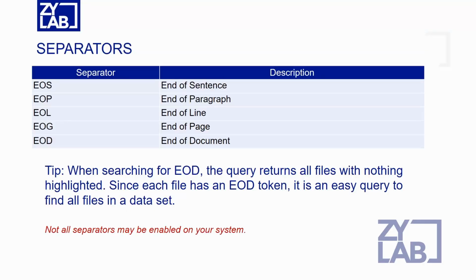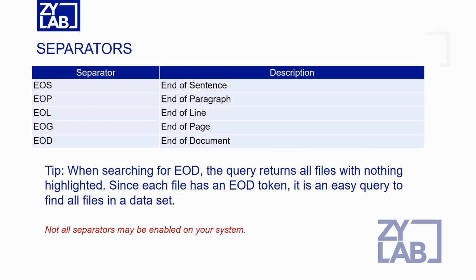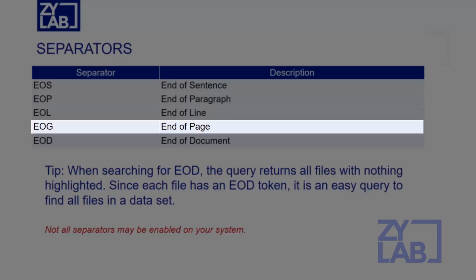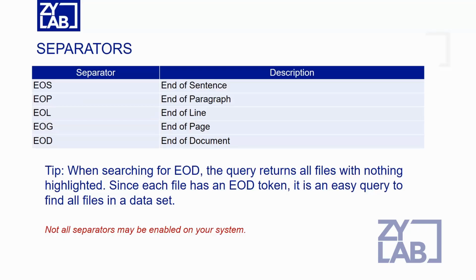When indexing data, ZyLab creates separators which can help with targeting searches. The separators are end of sentence, end of paragraph, end of line, end of page, and end of document. When searching for end of document, the query returns all files with nothing highlighted. Since each file has an EOD token, it is an easy query to find all files in a data set. Note, however, that not all separators may be enabled on your system.